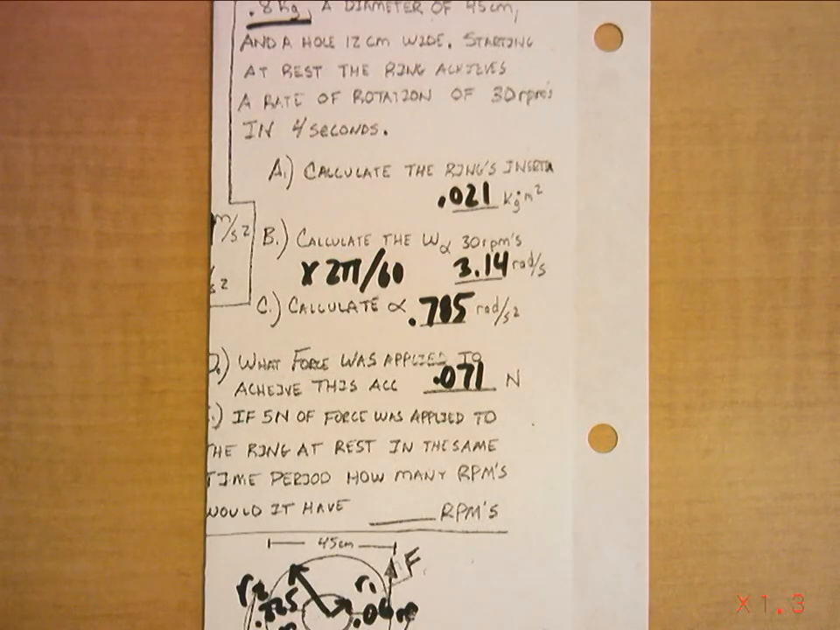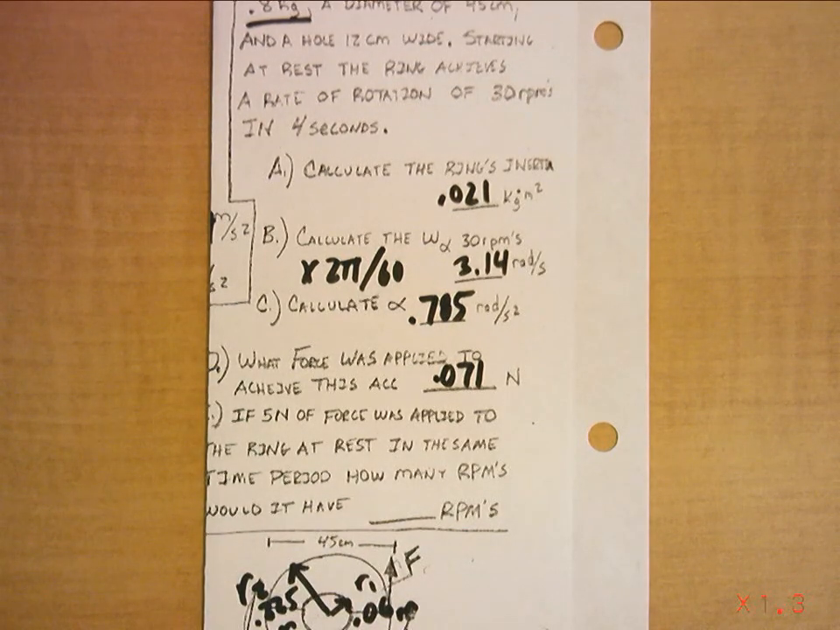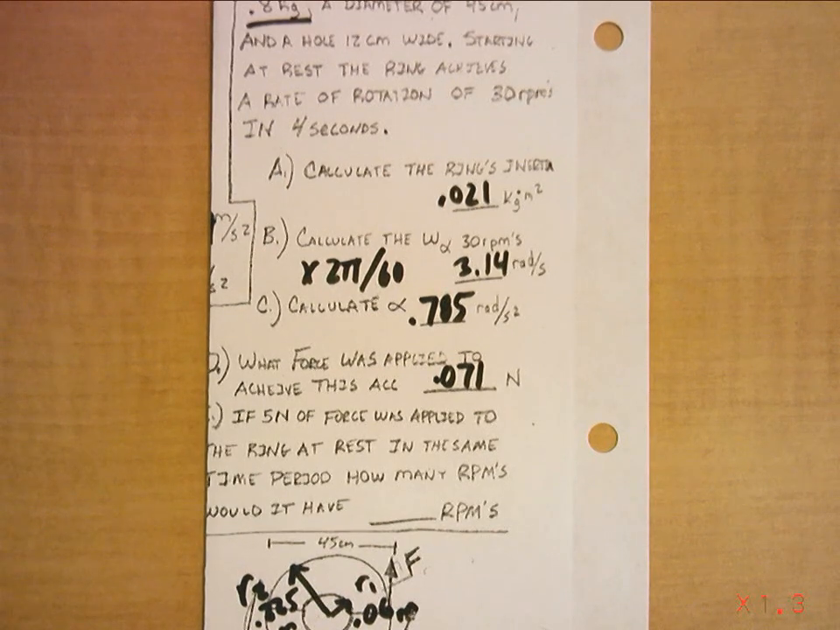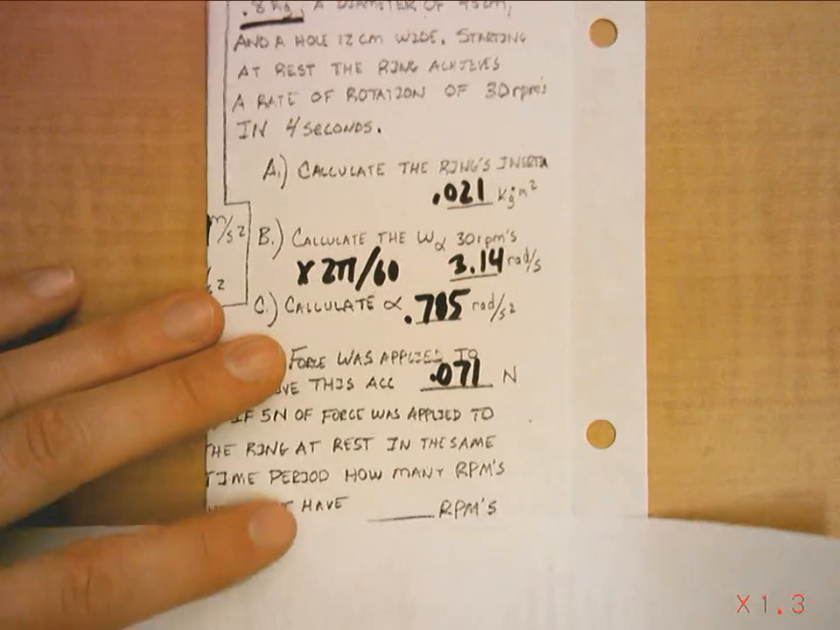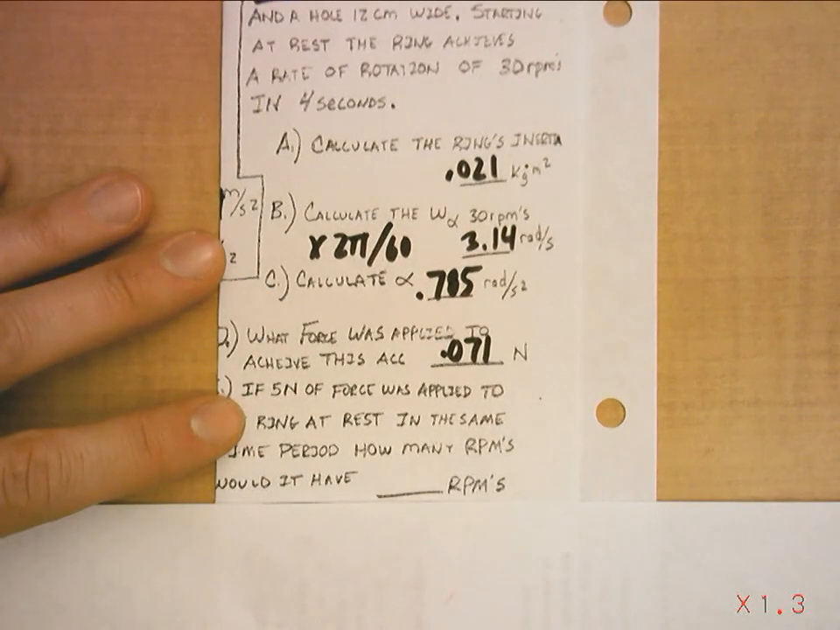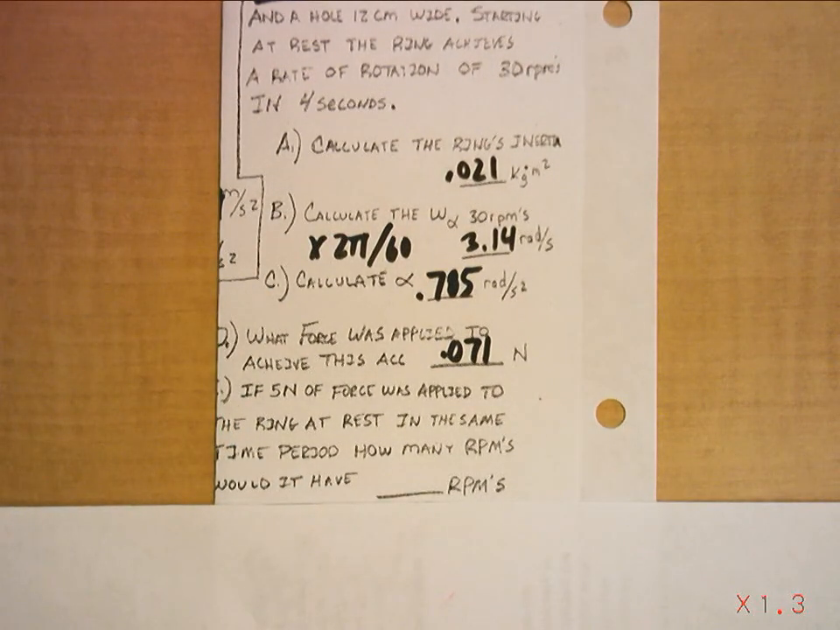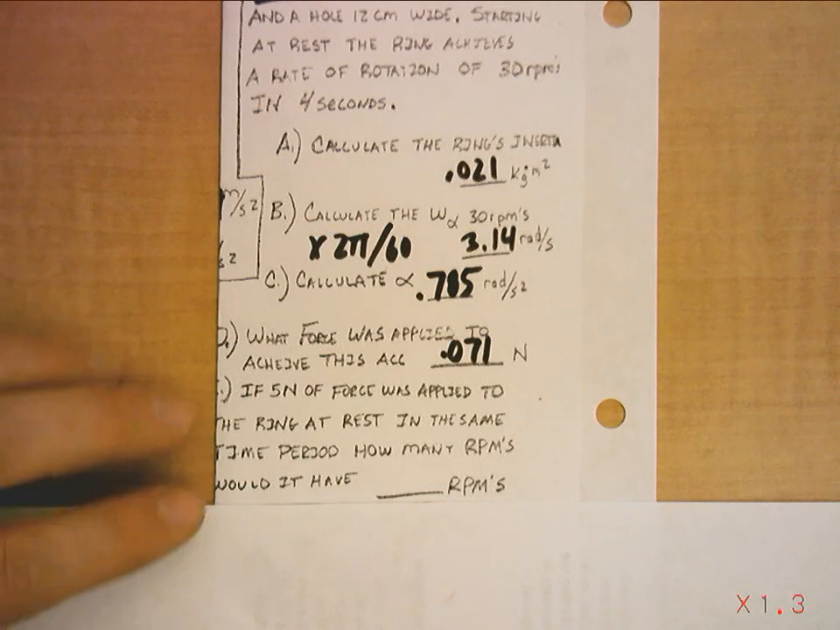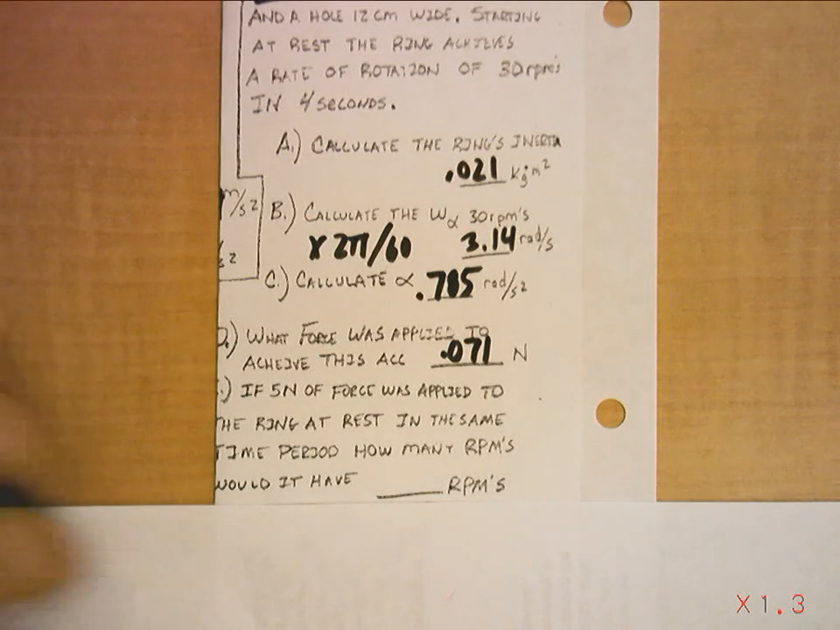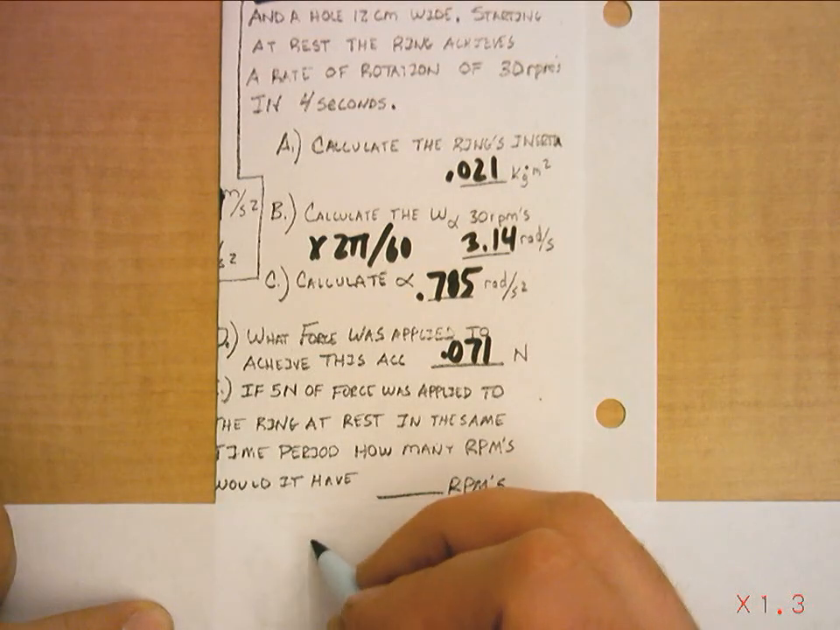So you would think you'd be pretty much done, but you're not, and that's the bad news, because this last question is going to force us to do the whole thing just backwards. So in the first one, we supplied less than 1/10 of a newton of force, and in return we got 30 RPMs. So now we're going to really pump it up. We're going to pump it up to 5 newtons.